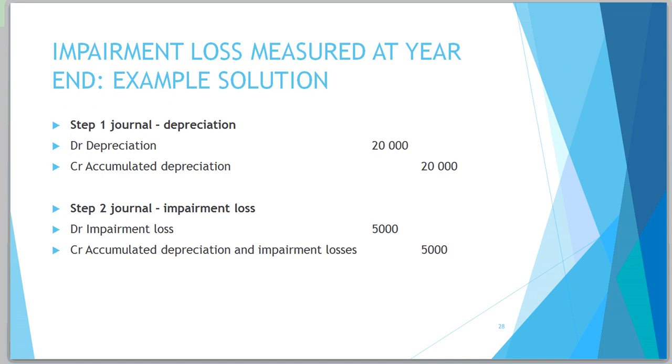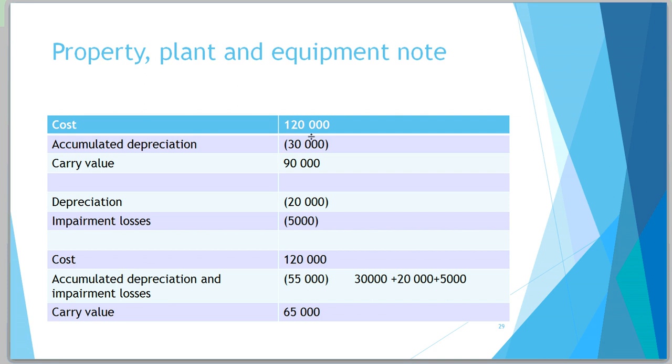Then I need to do my note. Again, the same at the beginning of the year, 120 less 30 gives us 90. My depreciation was 20,000. My impairment was 5,000. My cost at year end is still 120. My accumulated depreciation and impairment losses is 30,000 plus 20,000 plus 5,000, which is 30 plus 20 plus 5, and that gives me a carrying value of 6,500.